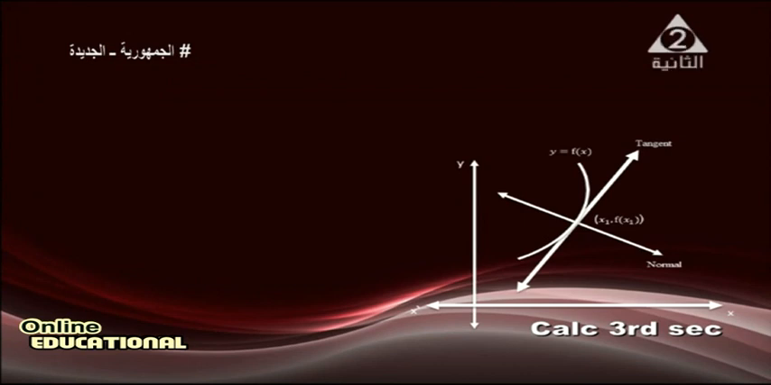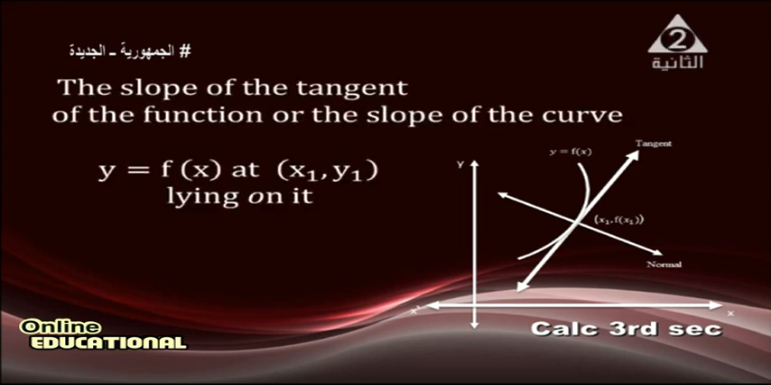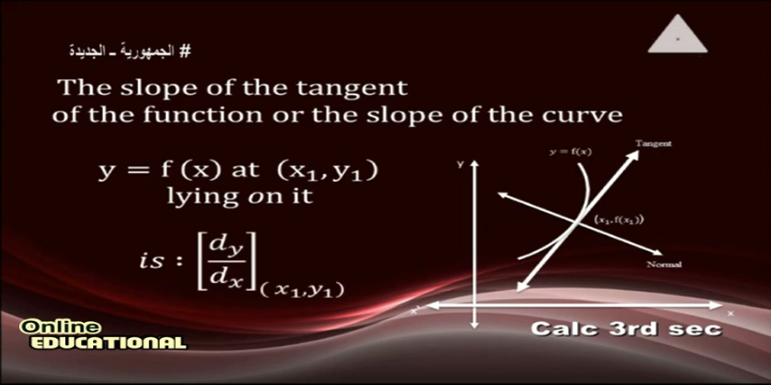y equals f of x is a curve, and we draw the tangent and the normal to the curve at a given point x1, f of x1. Then the slope of the tangent of the function, or the slope of the curve of the function y equals f of x at the point x1, y1, which is lying on the curve, is dy/dx at x1 and y1.